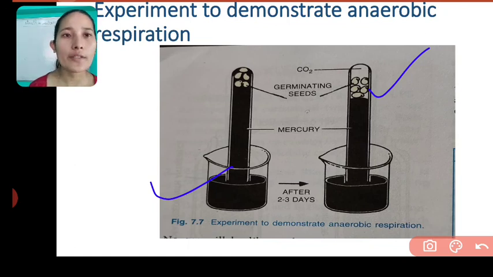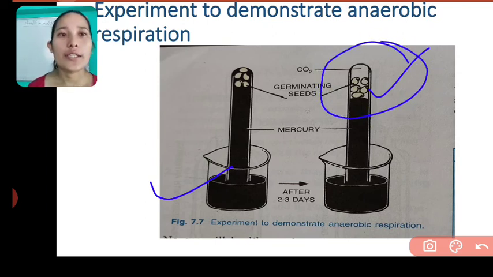Now why does that happen? Because these seeds undergo anaerobic respiration, carbon dioxide is produced, and the gases rise up. That's why a clear vacuum is created here. To prove whether that particular vacuum was due to carbon dioxide or not, you would put potassium hydroxide in it. What would it do? It would dissolve the carbon dioxide, and again the mercury level would be filled up till the top of the test tube, because whatever carbon dioxide was produced during the experiment has been dissolved by potassium hydroxide.